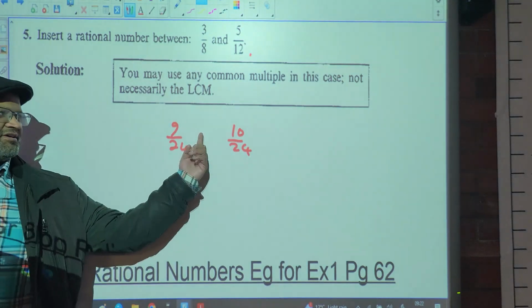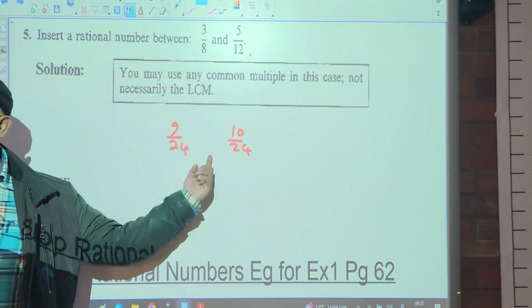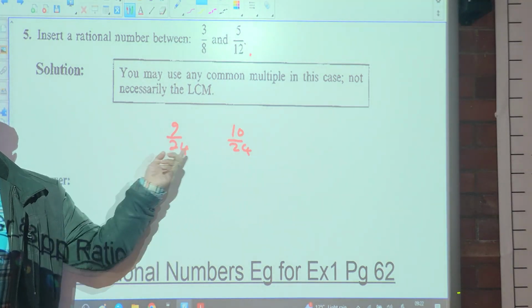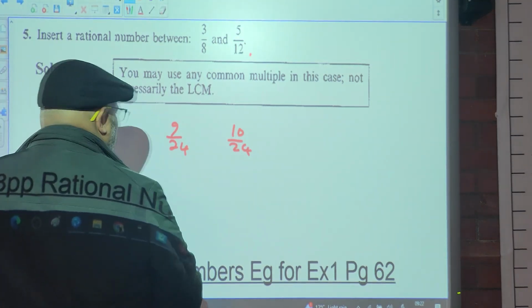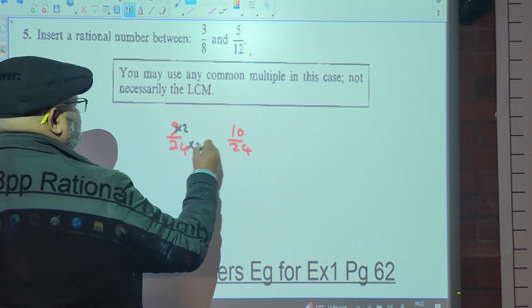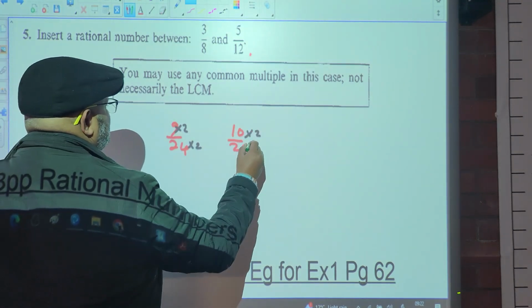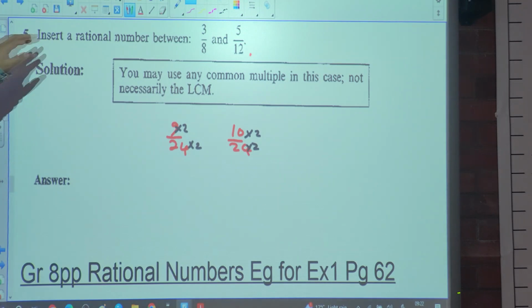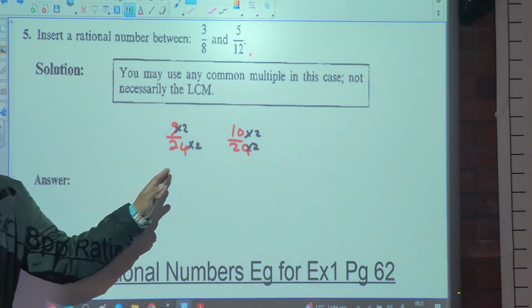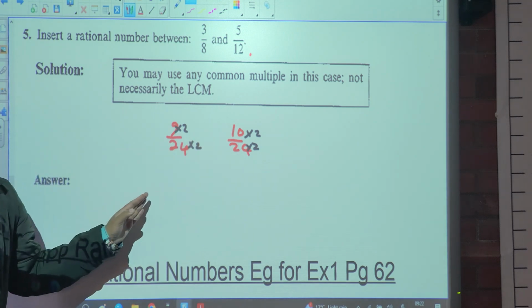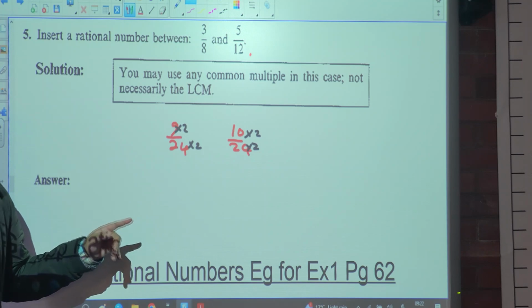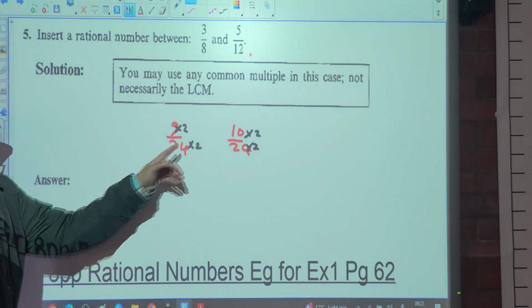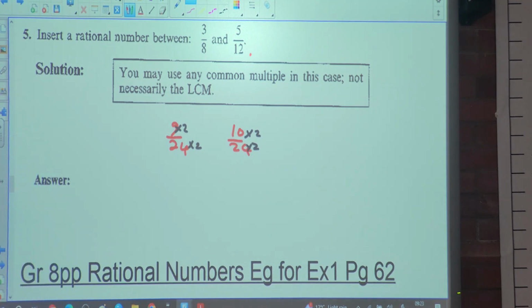So do you have a number, a fraction that can lie between this with the denominator of 24? No. So what we do is we multiply everything by 2. If they wanted 2 fractions or 2 rational numbers between it, then I would have multiplied everything by 3. You understand? If they wanted 3 rational numbers between these 2 fractions, I multiply everything by 4. This is one more. Okay?